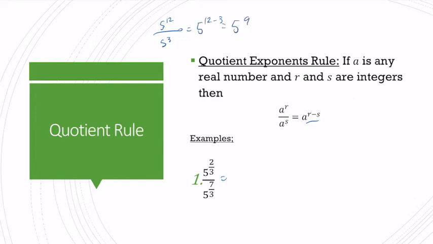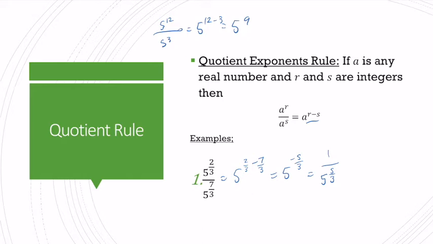So now if I have 5 to the 2/3 over 5 to the 7/3, I take 5 to the 2/3 minus 7/3. That gives me 5 to the negative 5/3, which becomes 1 over 5 to the 5/3. And we can't simplify that any further, as much as we want to, because it's not the prettiest looking answer.